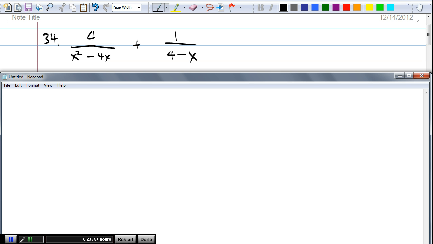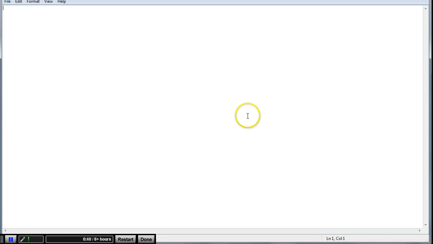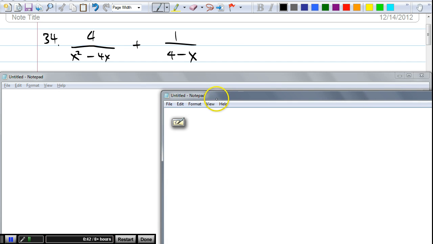Well, do we know how to rewrite them with the LCD then? Right? We know how to do that. So let's just do that first. Let's rewrite them with the LCD, and I'll show you how to add them, because once you have the LCD, adding fractions should be really straightforward. So yeah, you factor the denominator. Jason, how would you factor the denominator first?